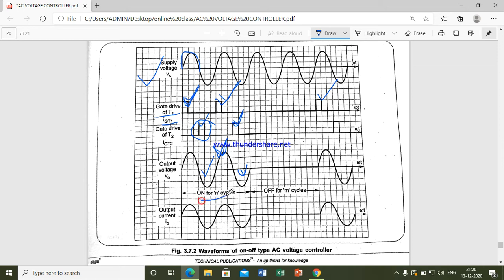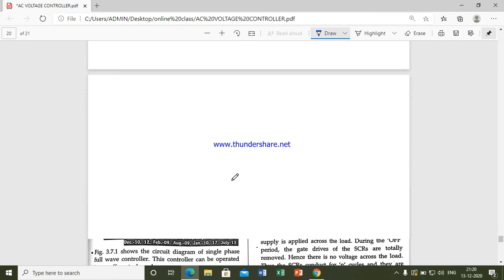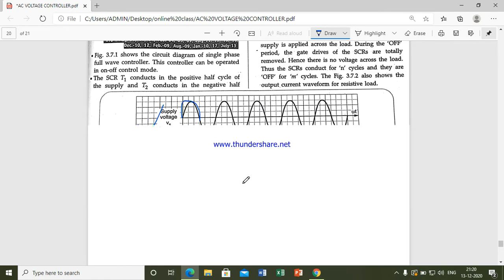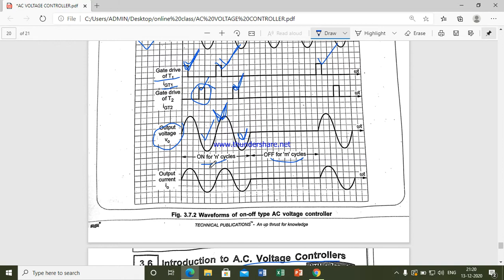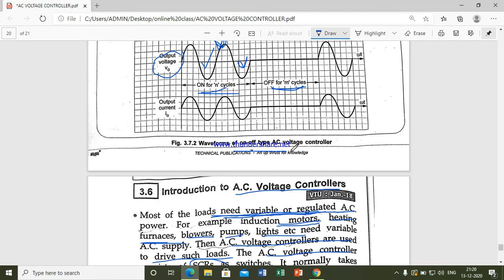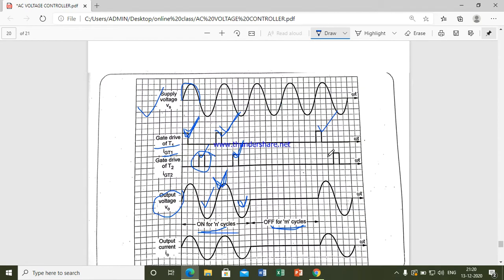It will be on for n cycles. Next it will be off for another m cycles. You can see this is the output voltage V0. So you can call this the on and off controller circuit diagram. It is on for n cycles and off for m cycles. This is the waveform of the on and off type AC voltage controller.